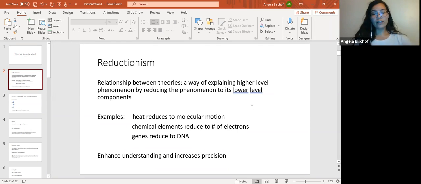So throughout the entire history of science, scientific progress has been made by attempting to reduce these phenomena, these higher levels to these lower levels. And this reduction has two goals. One is to enhance understanding of the higher level phenomena. And the second is to increase the precision with which we can measure the variables at the higher level. And after understanding reduction, we can develop new operational definitions by indirectly measuring the lower level phenomena.